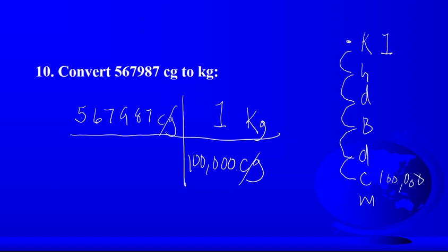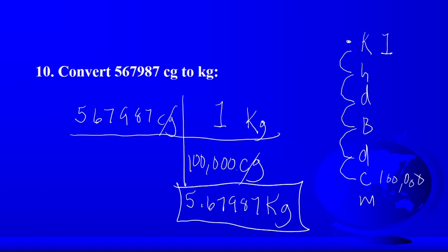100,000. Okay, so using your calculator, what is 567,987 divided by 100,000? Because we don't like numbers that have no units, do we? Do you remember this from Friday? Yep. Okay, so now the next set that we're going to do may be either easier or harder.